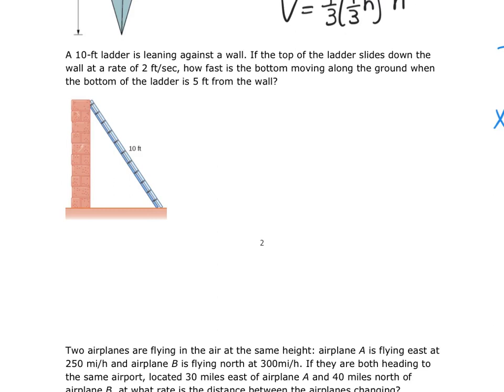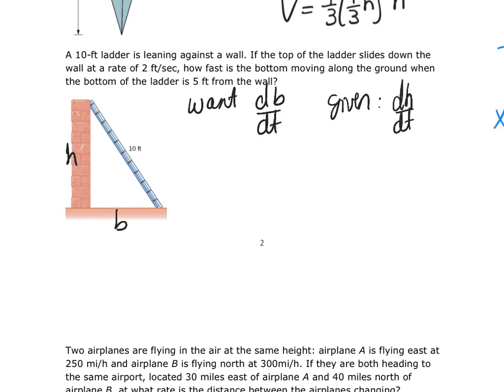So let's throw in some variables. What do you all want to call the bottom? What do you all want to call the top, the wall? So what am I chasing then? dH/dt or dB/dt? I want dB/dt. What am I given? The top slides down at a rate of 2, so I'm given dH/dt.